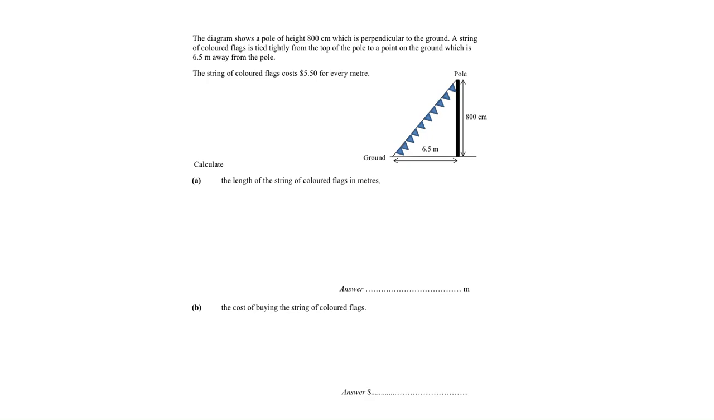Everyone, welcome to this video where we are going to go through a series of questions in preparation for assessment. So for this particular question here, we are given a diagram with a pole of height 800 cm and there is a string of colored flags tied tightly from the top of the pole to a point on the ground that is 6.5 meter away from the pole as shown in the diagram.